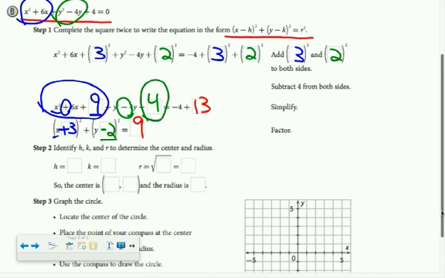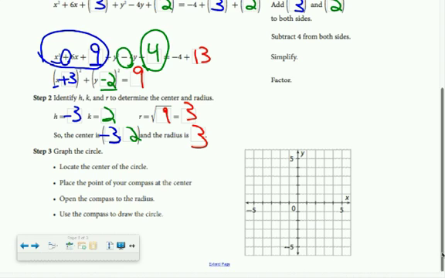So now that the equation is in standard form, I can identify h, k, and r to figure out where the center is and what the radius is. My h value is -3. My k value is 2. My r is the square root of 9, which is 3. So the center is (-3, 2) and the radius is 3.